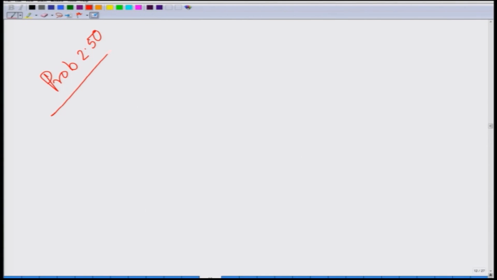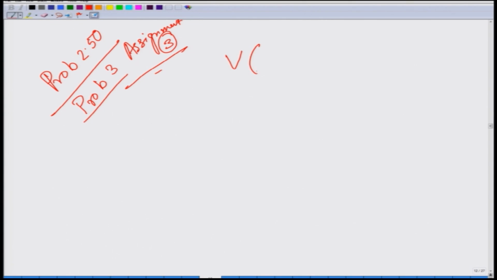Let us now move on to the third problem, which is problem number 2.50 from Griffith's book. So this is problem number 3 in our assignment number 3. All right. The potential is given as A e to the power minus lambda r by r, where A and lambda are constants.